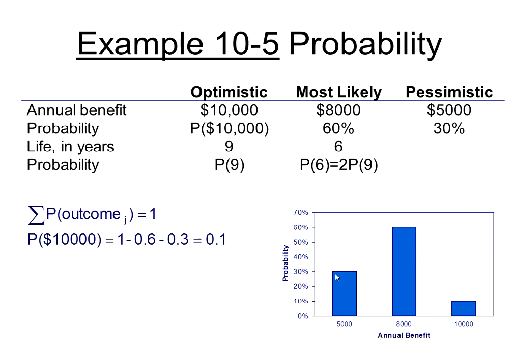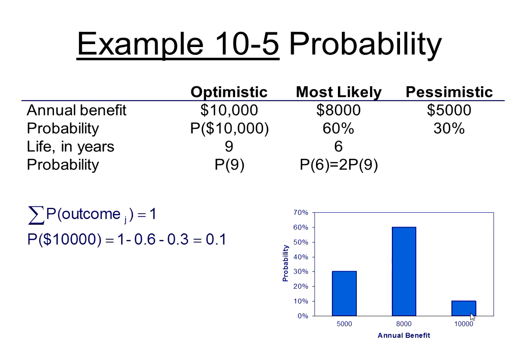So now this is just a representation of how likely things are. You can see that the most likely case is in fact most likely. We have a 60% chance of getting the 8,000 benefit, 30% of 5,000, and a 10% chance of 10,000.